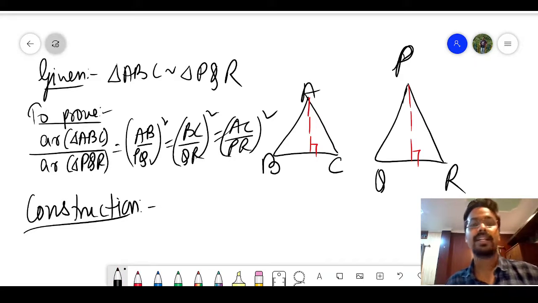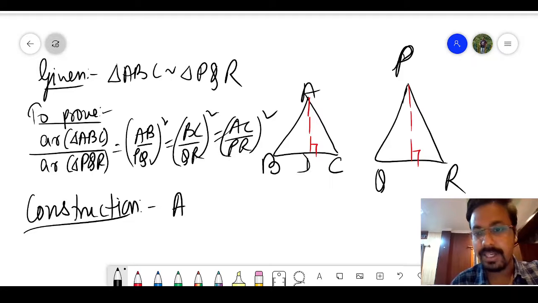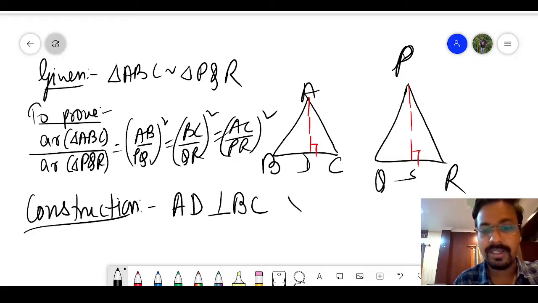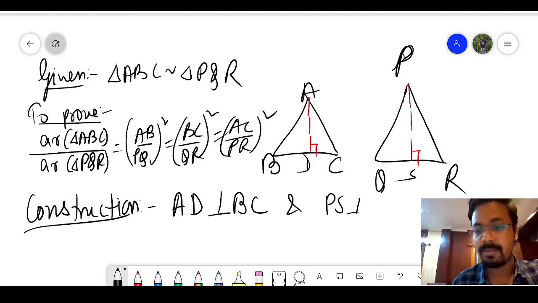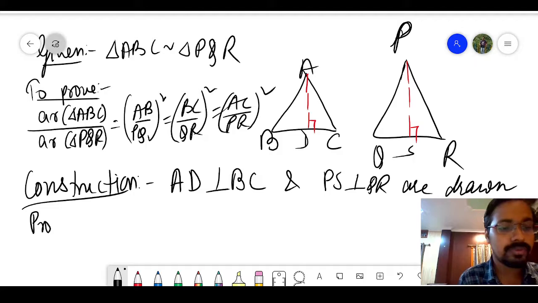Why did we draw this? Because we need to find the area, and in the case of a triangle, the formula for the area is half into base into height, so we need the height. Now the construction needs names: suppose AD is perpendicular to BC and PS is perpendicular to QR. This is the diagram. Now we move on to the proof.